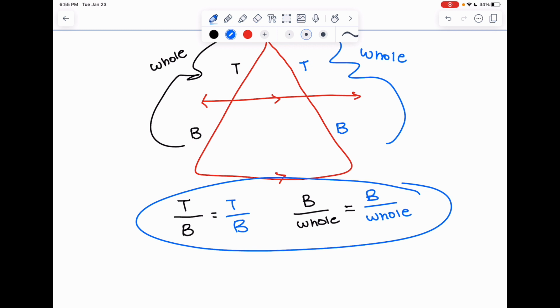So take that into consideration because sometimes you're not always given the top and the bottom measurement. Sometimes you'll have to use the whole measurement, which means your proportion might look a little different.